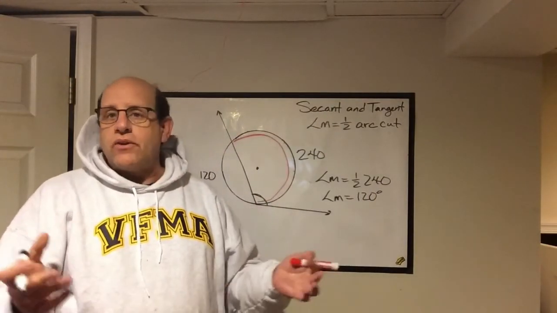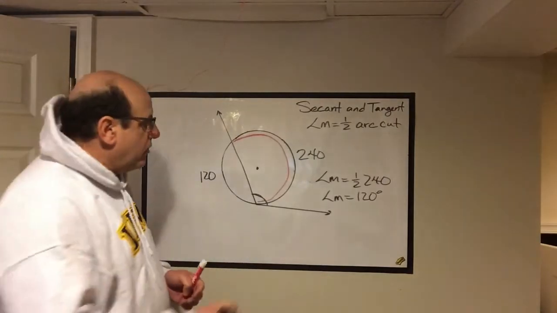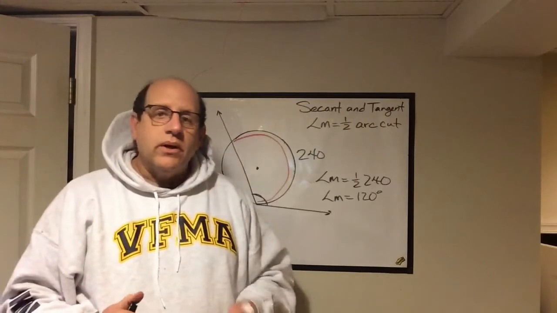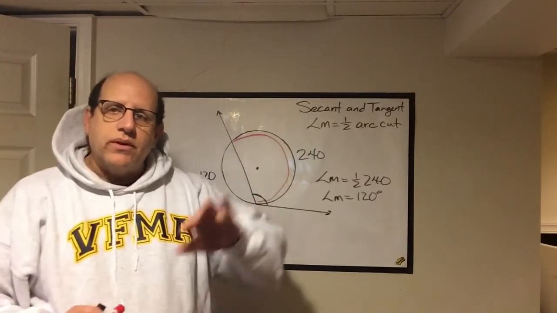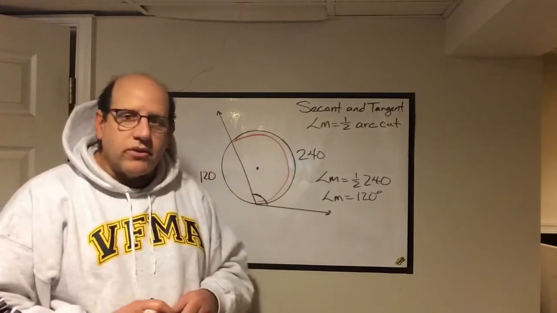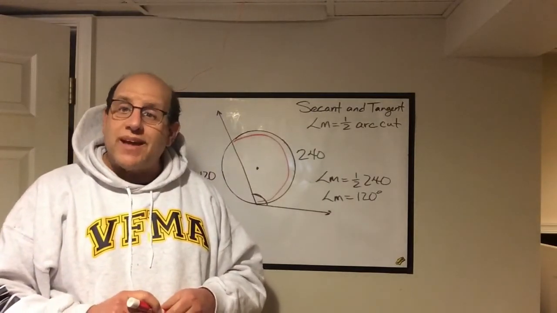If they give you the measure of the angle and they want to find out what this arc is, all you do is multiply it by 2. They don't give you that because we've already done that before. This is just the idea for this set.